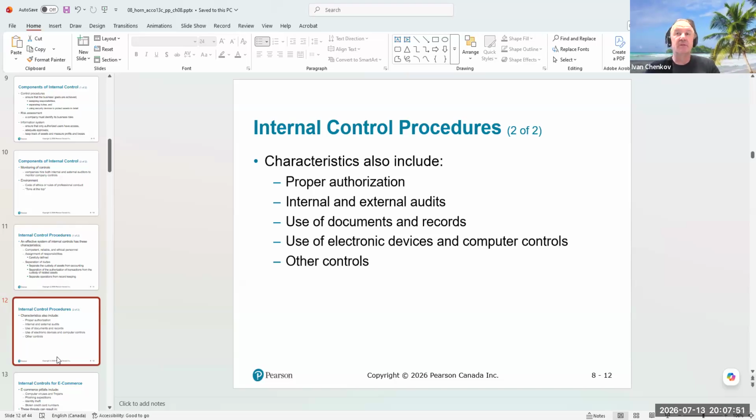We're going to use the documents and records in order to increase the control procedures. How? By pre-numbered documents, monitoring the records. If we see something that is off the record, bring the attention right away. We're going to use electronic devices and computer control to monitor and any other controls.